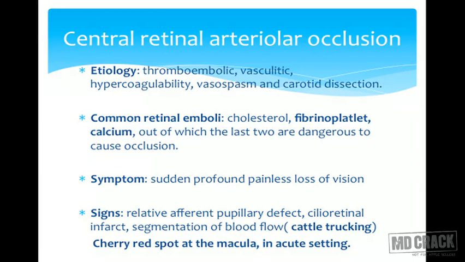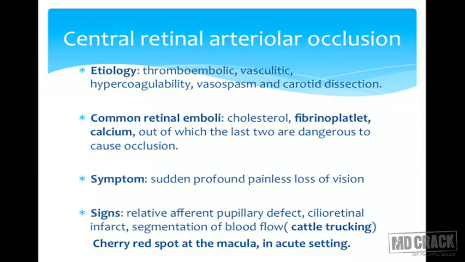The origin of the cholesterol emboli usually is in the carotids, whereas the other two are arising usually from the chambers of the heart and abnormal valves. The symptoms classically are like a curtain coming in front of the eye or sudden profound painless loss of vision. The signs, as we have discussed, any gross retinal pathology can give rise to a relative afferent pupillary defect.